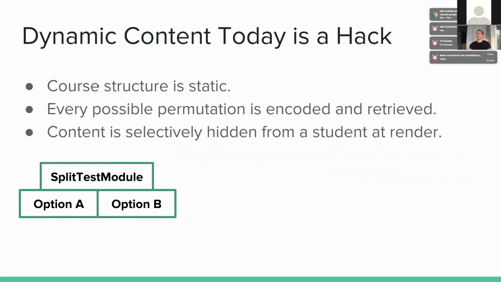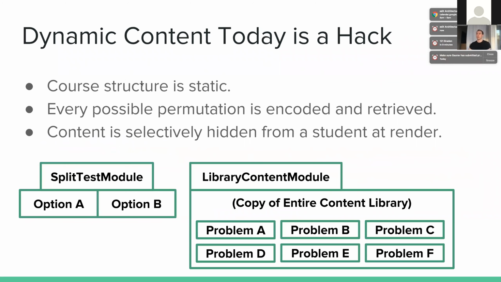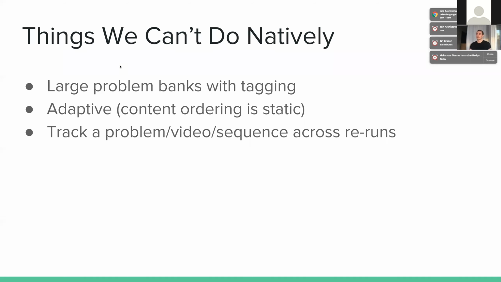So that means when you have a split test module and you have option A and option B, both option A and option B are in that sequence, and the access checks give you one or the other. And that means when you have a randomized problem inside a sequence, a copy of the entire content library that randomized problem came from is copied into your sequence, and your access check determines whether you can or can't see the one particular problem that you have. So, this makes it really hard to scale.